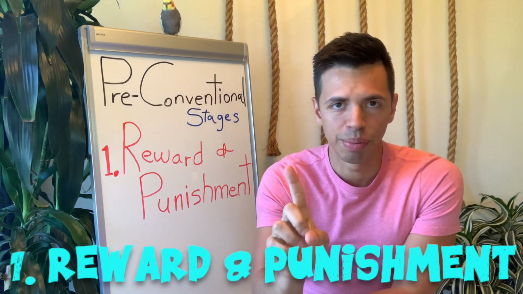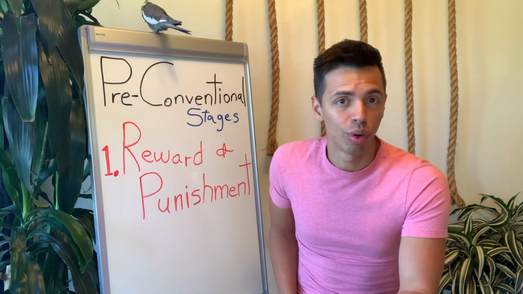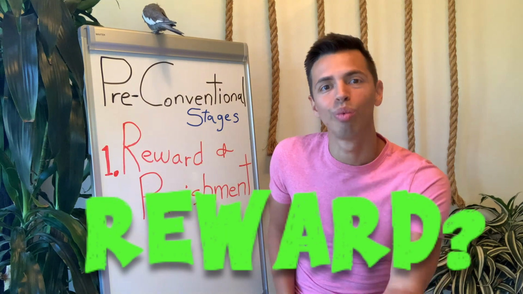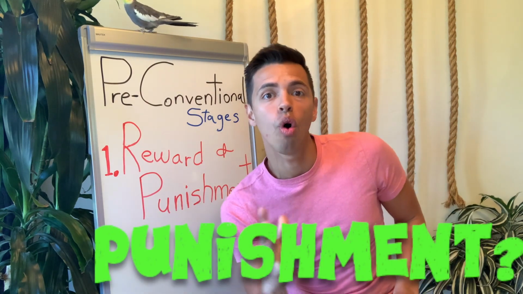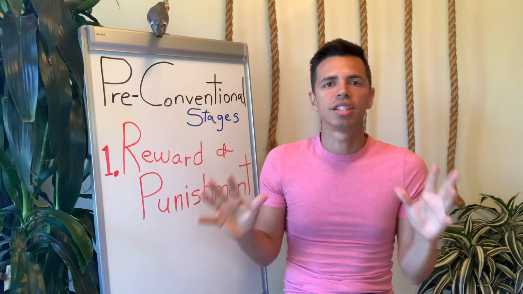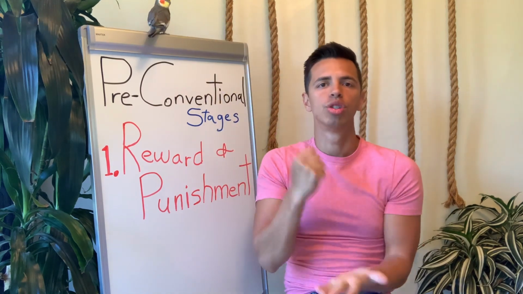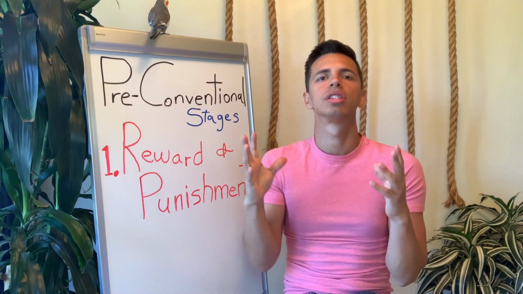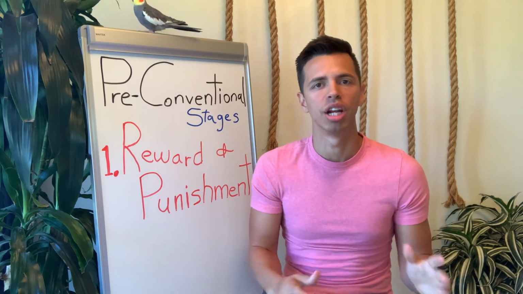I'm done. The first of the pre-conventional stages is reward and punishment. In this stage, people would make a moral decision based on the external reward they would acquire, or they would make a decision in order to avoid the punishment they would otherwise get if they do not make it. This stage is all about external rewards or punishments. I do the right thing because I want something out of it, or I do the right thing because I don't want to get punished if I don't do it.